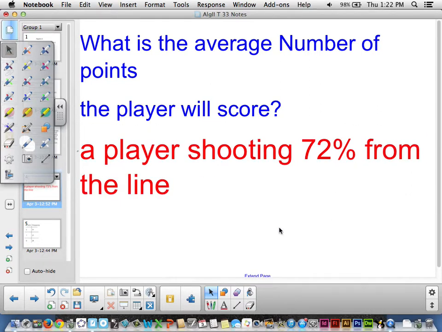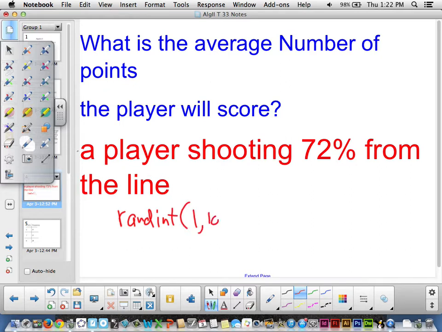And we're going to do that by simulating random numbers. The random numbers we're going to use, since it's a percent, it's always a good idea, you can always use 100. So we're going to randomly generate integers from 1 through 100. 1 through 72 are going to represent a make. And 73 through 100 are going to represent a miss.